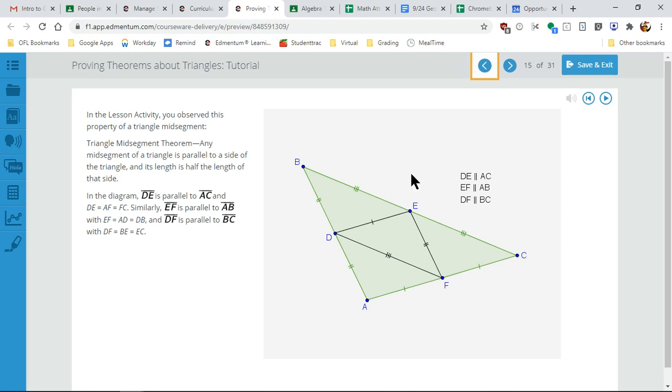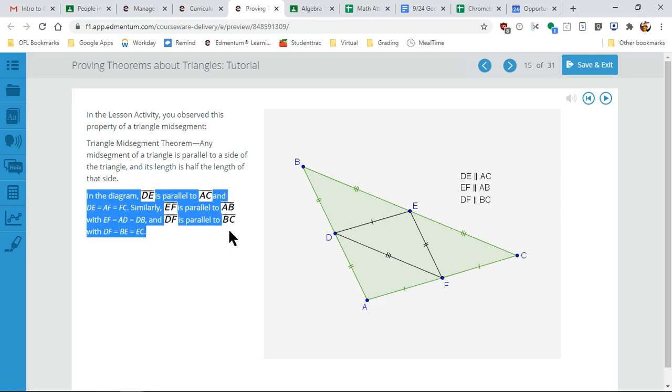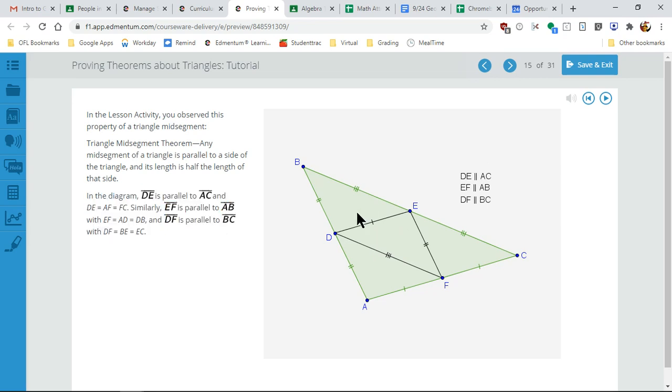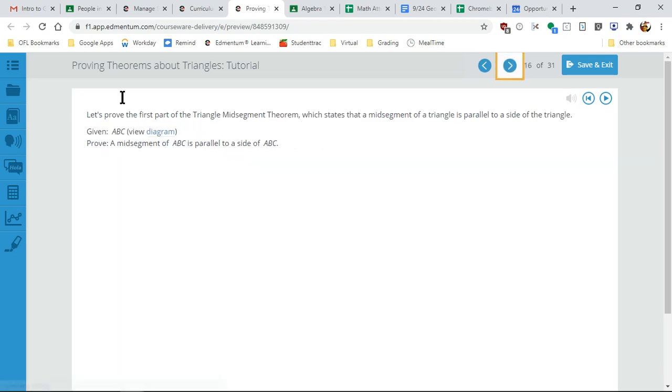So what we're going to do here is, first we said if they're parallel, we're going to say that they're parallel. So in the diagram, they're parallel. Well, we're saying the midsegments become parallel is essentially what we're going to say in this one. So give me a second here. Let's prove the first step.